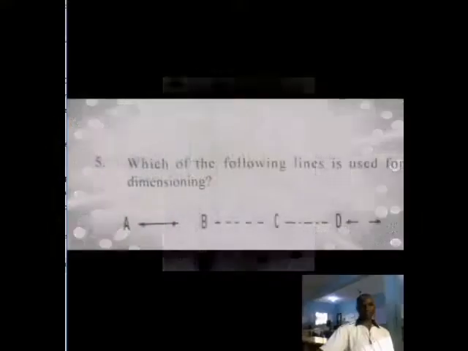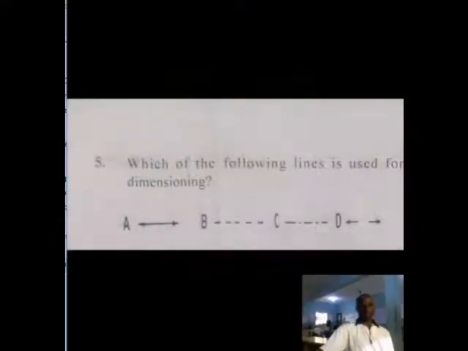Number 5. Which of the following lines is used for dimensioning? The correct answer is A.